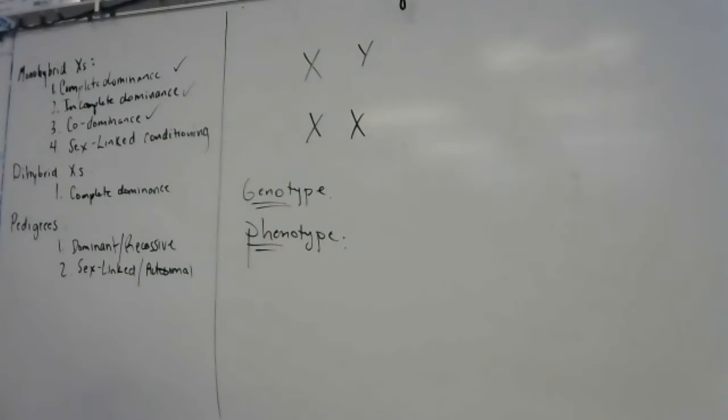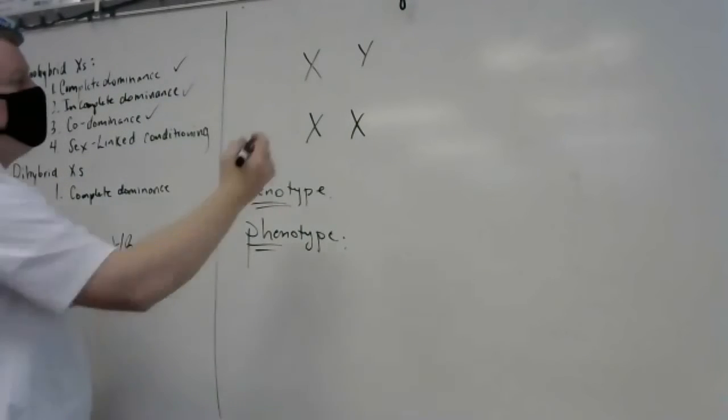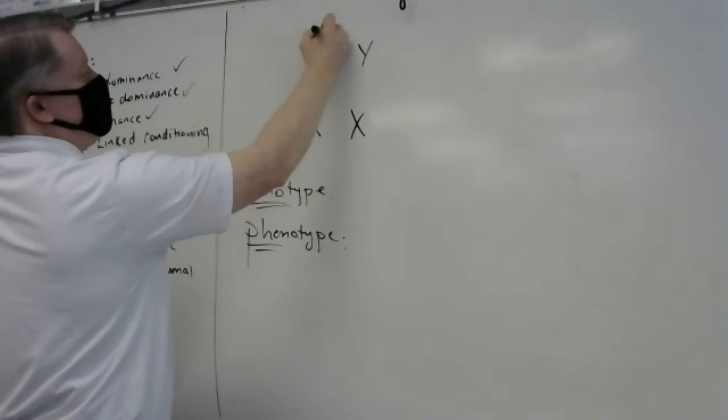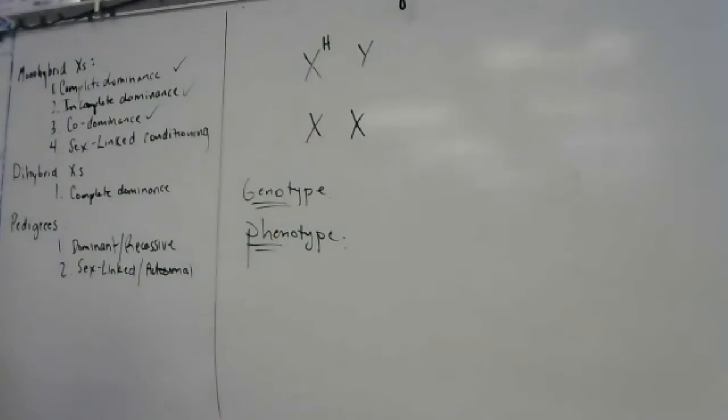And then we make the allele superscripts. So here's dad, and let's say he is not a hemophiliac. So he's got a capital H there. He's got a dominant allele. He's not a hemophiliac. There's no expression of the trait. He's clear, right? He's fine.